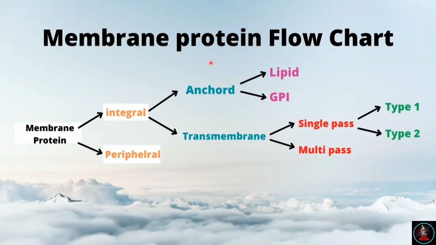This is the second part of the plasma membrane video series. I already said a little bit about the integral and peripheral membrane proteins. Integral membrane proteins are divided into two groups. The first is the anchor and the second is the transmembrane. An anchor membrane protein is attached to the cell membrane via a hydrophobic region in two types: by lipids and via GPI.